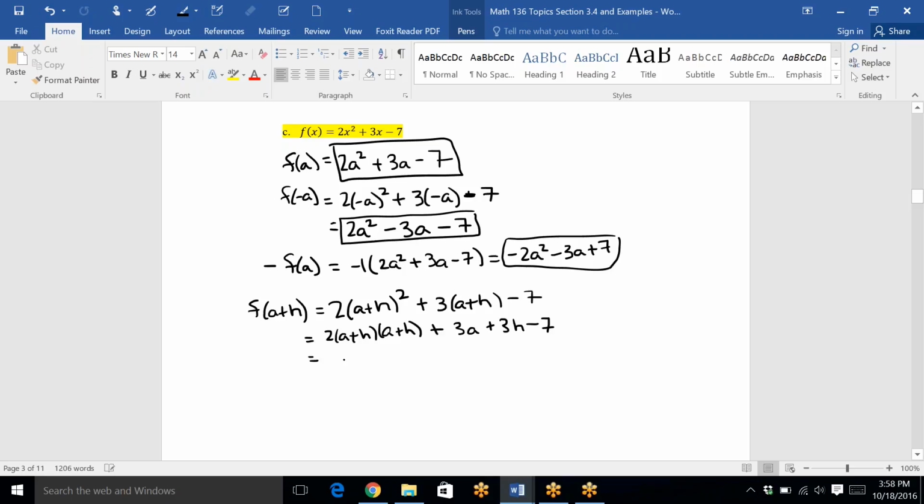I need to FOIL out the a plus h's. That's a squared, ah, and another ah, so that would be 2ah in the middle. And h times h is h squared. Bring everything else down. Distribute this 2.